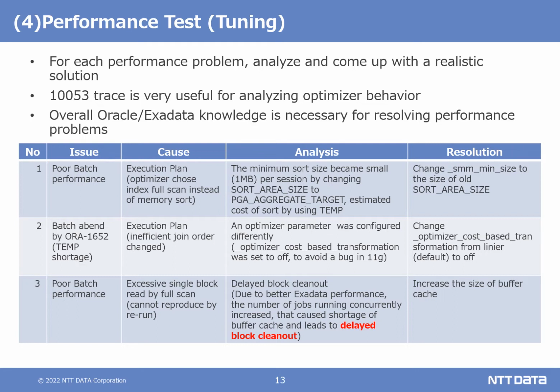I don't have time to explain all in detail here, but from this experience, I'd like to let you know that we found 10053 traces very useful for analyzing optimizers' behavior, specifically when we had to understand the reason for a different execution plan for a specific query between old and new version. In fact, concerning the first and second issues shown here, it was easy to identify the execution plan was not good, but it was difficult to tell why the optimizer chose the bad plan.